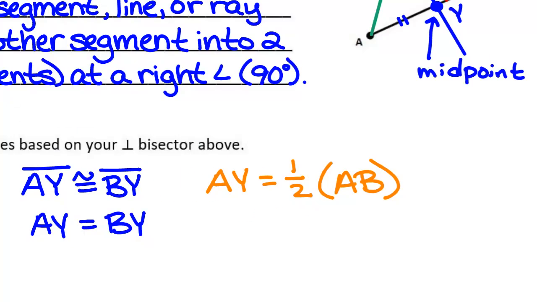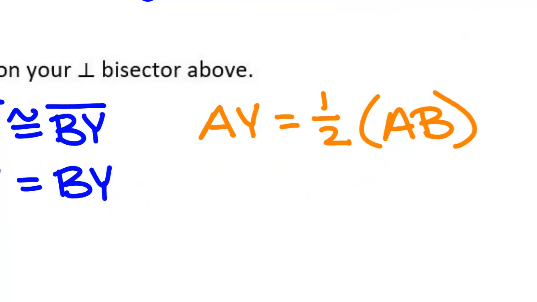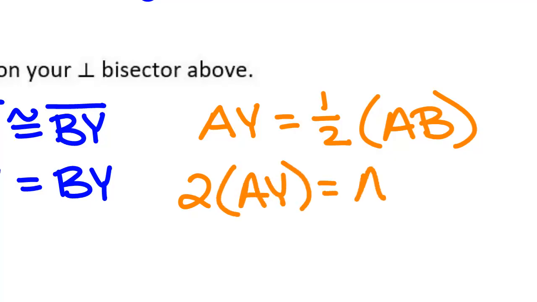So if I wanted the length of AB, but I only knew the length of AY, what could I do to the length of AY to find out the length of the whole thing? Multiply it by 2. So I could do 2 times AY to get AB, yes.